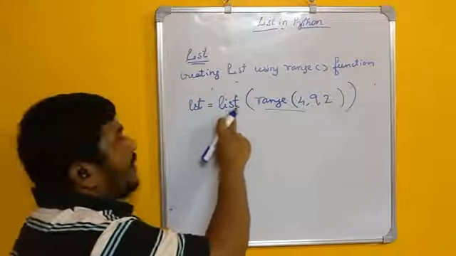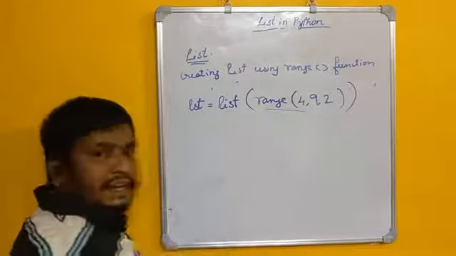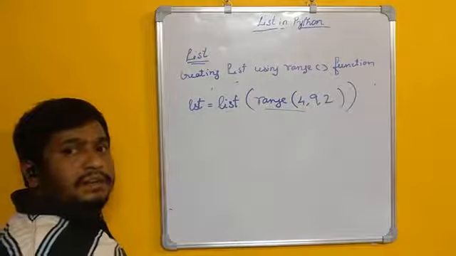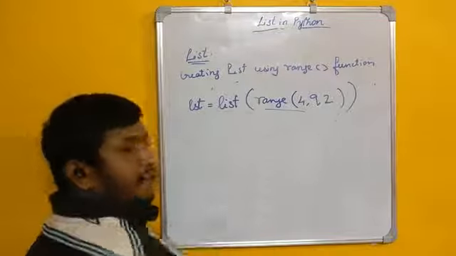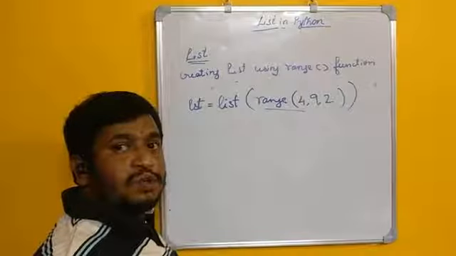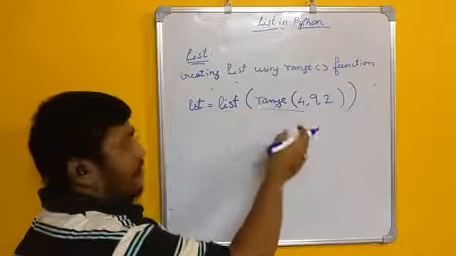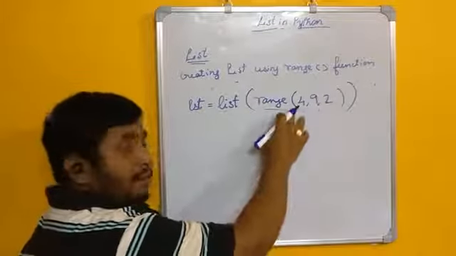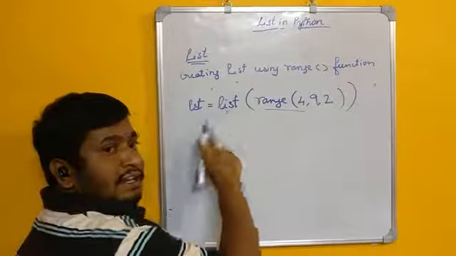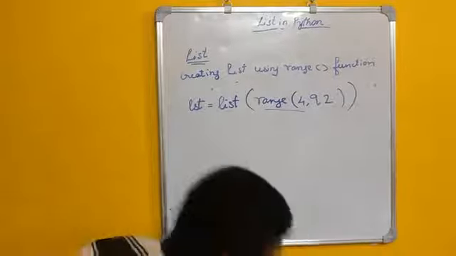If we don't create a list, it will only generate the numbers. It will not be a list, it will only be stored as an object. If we want to access the range-generated elements, we have to create a list.